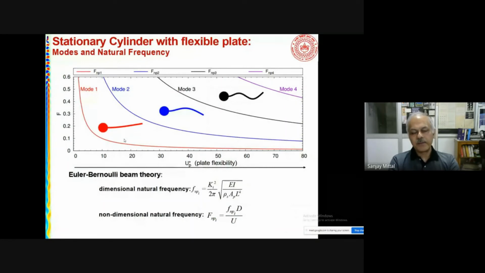Okay, so first, what about the natural frequency? Just to get the terminology in place, the reduced speed defined on the basis of the first natural frequency of the plate, that's UP star. As UP star increases, that means the plate is becoming more flexible. And F is the natural frequency. This is the first mode, the red line, and you can see the first mode of vibration. There's the second mode, third mode, fourth mode, and so on. And these are the non-dimensional frequencies from the Euler-Bernoulli beam theory.